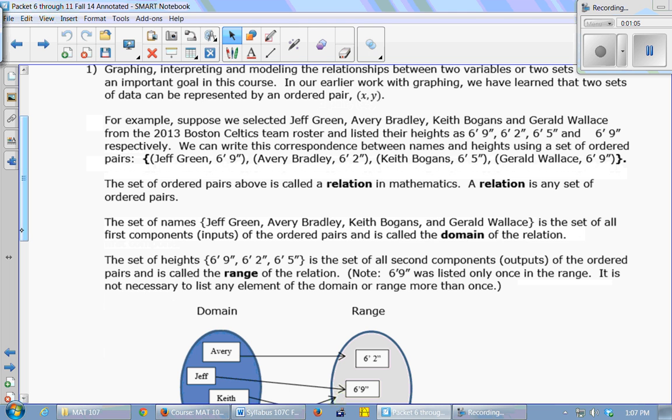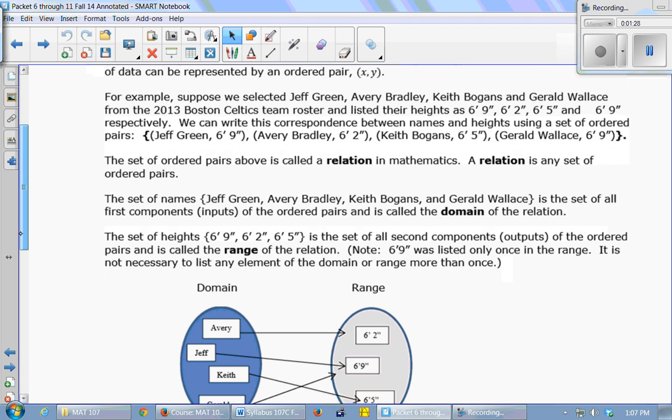So the set of ordered pairs is called a relation. This completely describes the relationship between name and height. We call it a relation because it describes a relationship. A relation is just any set of ordered pairs. Could be an infinite set, could be a finite set, like we have here with just 4 points in it.